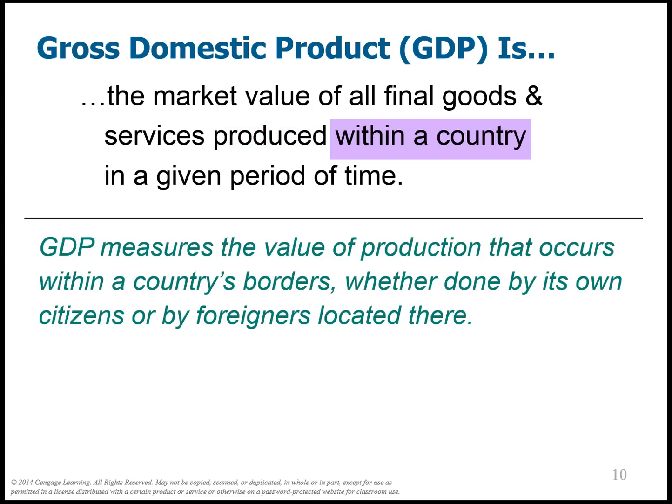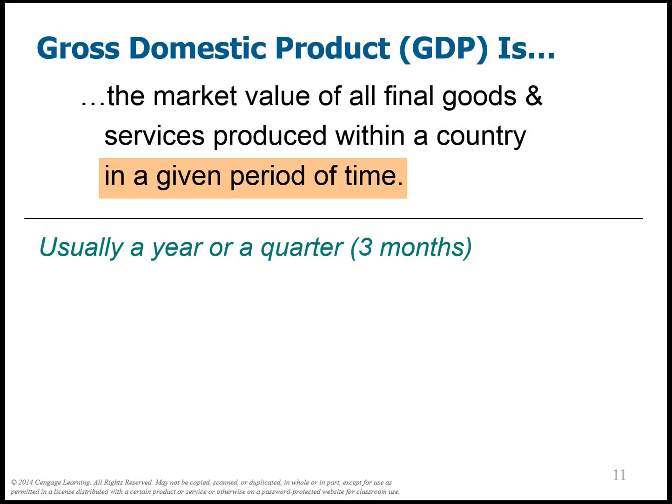All right, so we're looking within a country because that's what gross domestic product is about. How much production is there in this one individual country? An important thing to note is, let's say a foreigner comes into this country, their productivity is counted in the GDP. Let's say that one of the citizens of our country goes to another country and is productive over there. That's not counted in the GDP for this country. And then finally, we measure it within a given period of time, usually a year or a quarter are the traditional periods of time.